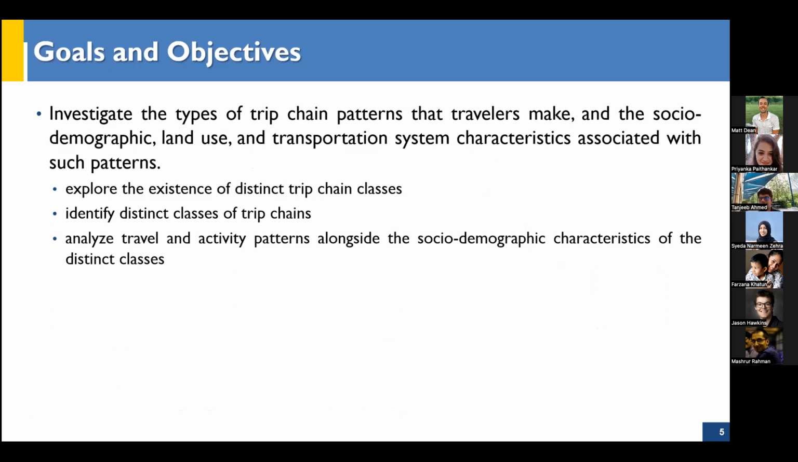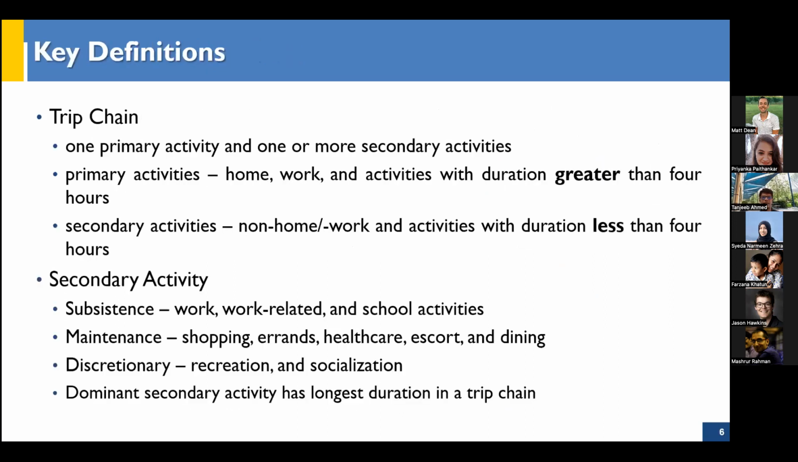So motivated by this opportunity to support the policies, this study aims to investigate the types of trip chain patterns that travelers make and the socio-demographic, land use, and transportation system characteristics that influence such patterns. Specifically, the objectives are to explore the existence of distinct trip chain classes, identify distinct classes of trip chains, and analyze travel and activity patterns alongside the socio-demographic characteristics of the distinct classes.